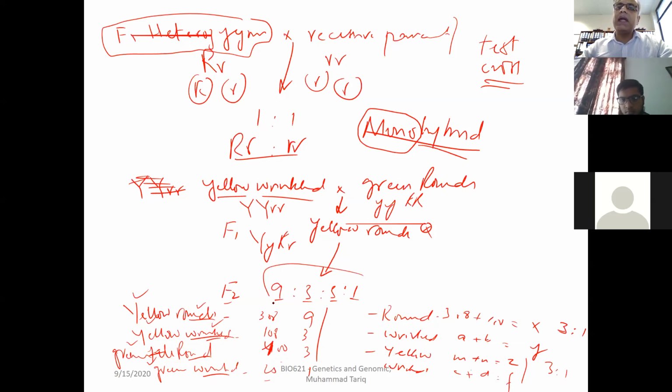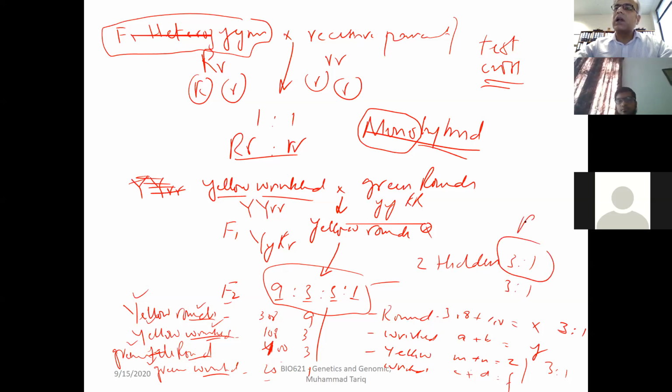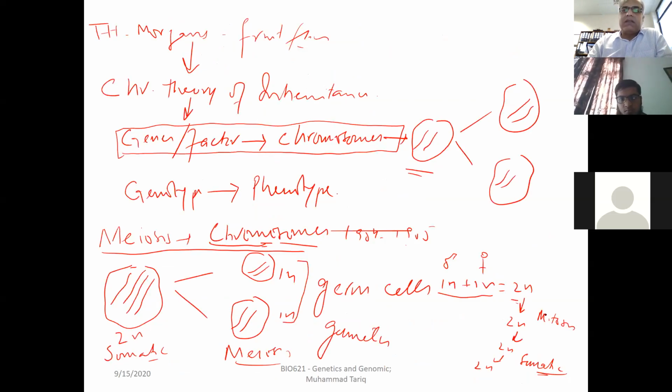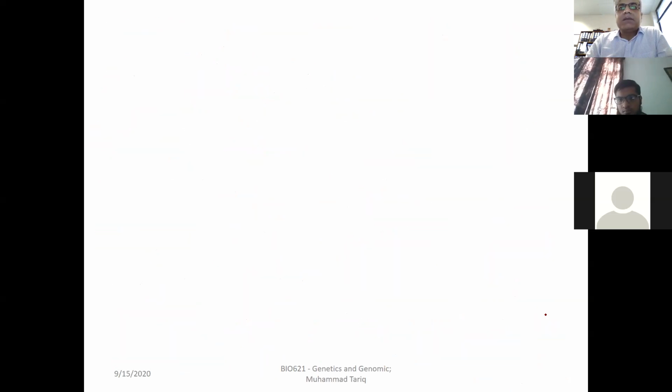So the discovery Mendel had was that underlying 9:3:3:1, there are two hidden 3:1 ratios. One was round versus wrinkle, the other was yellow versus green. So this is what you know as independent assortment or whatever. But as I showed you, Mendel was rediscovered due to the discovery of meiosis.